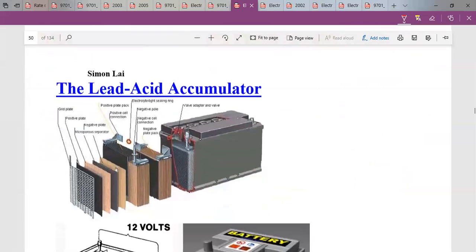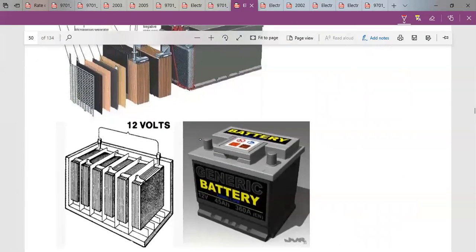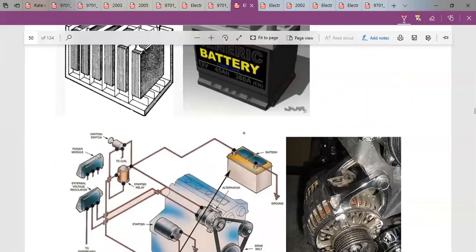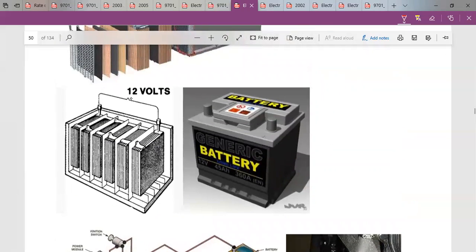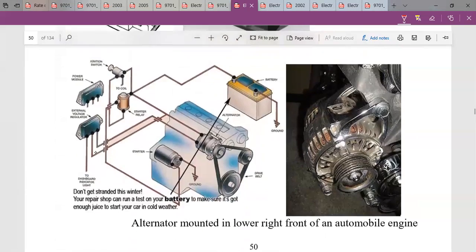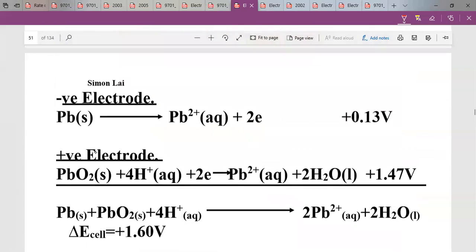Now let's look at the lead acid accumulator. This is a rechargeable car battery, right? So this is a car battery here. It's 12 volts. Why 12 volts? Because there are actually 6 cells here. So 1 cell is about 2 volts, times 6 is 12 volts. So what does it contain? Just draw 1 cell here.